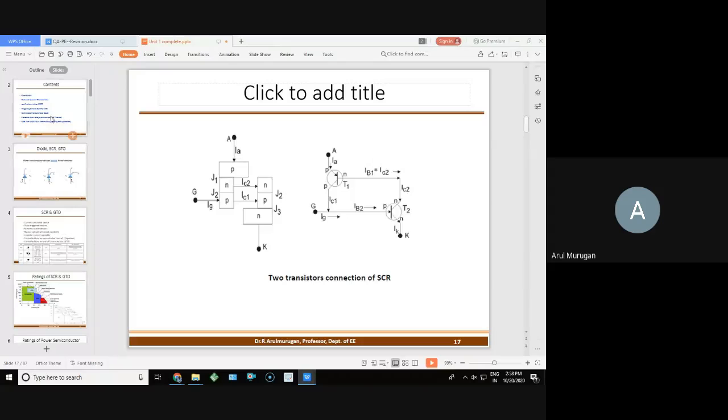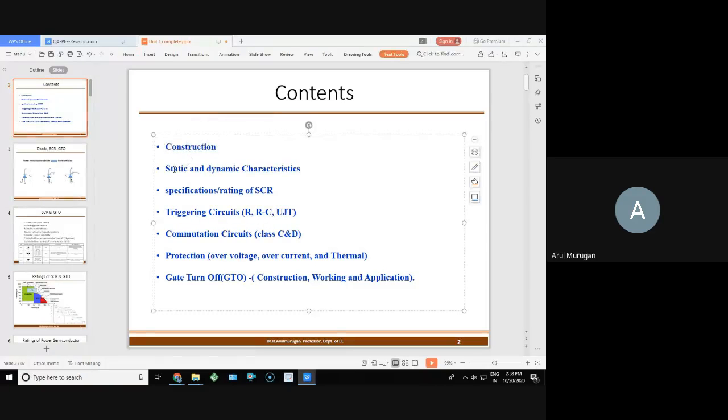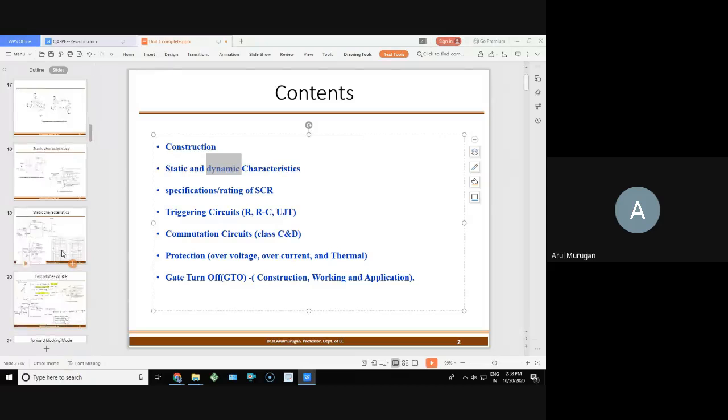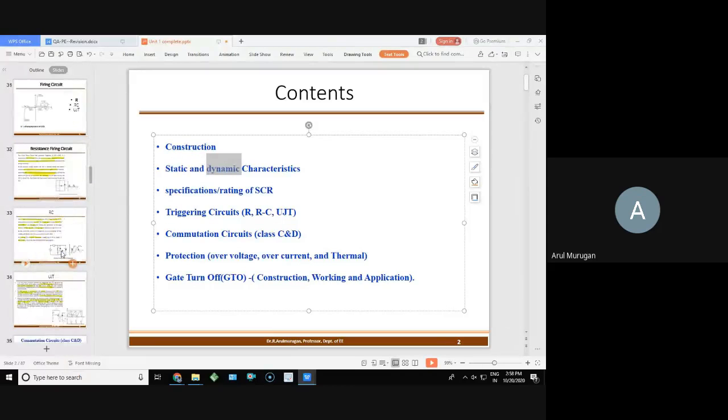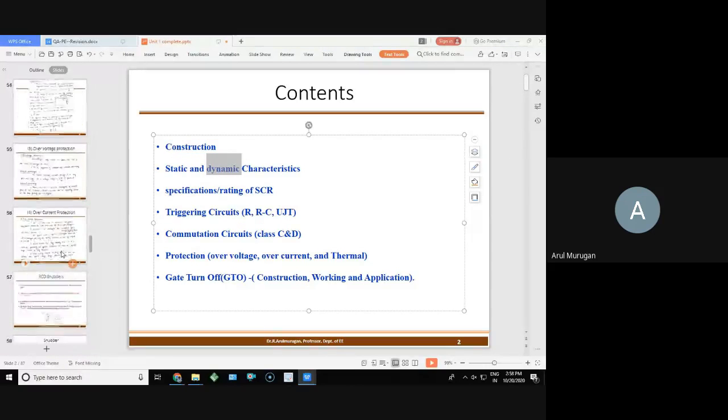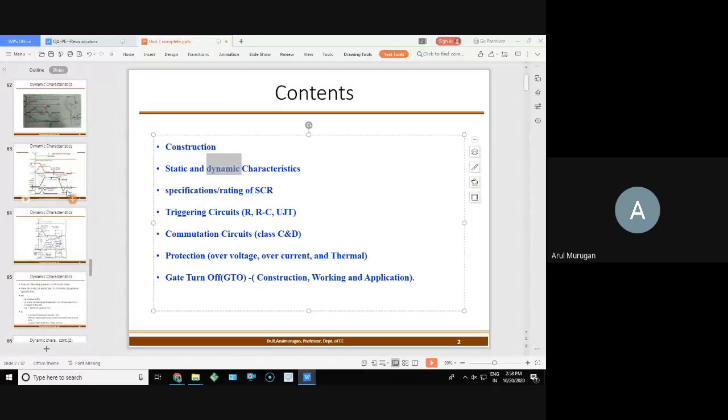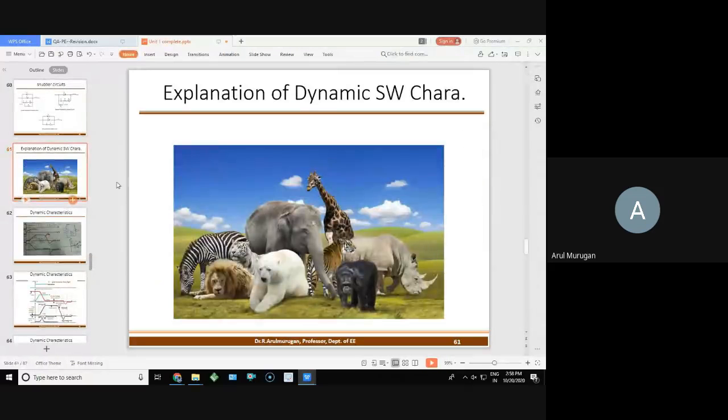So this is over about the construction. We have discussed the construction, static specification and rating, the purpose of triggering, and the commutation element. Then we are going to look at the dynamic characteristics, which are very simple. It is controlled turn on only; turn off is uncontrolled. I already said that. Dynamic characteristics are easy to understand.